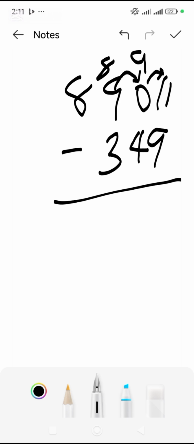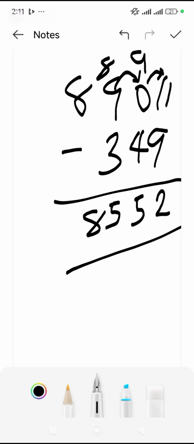11 minus 9 is 2. Here is 9 now. 9 minus 4 is 5. Here is 8 now. 8 minus 3 is 5. And here is 8. And this is the answer. So it can go on and on. You can have 5 digits minus 4 digits, 5 digits minus 5 digits, and so on and so forth. It's not a difficult thing.